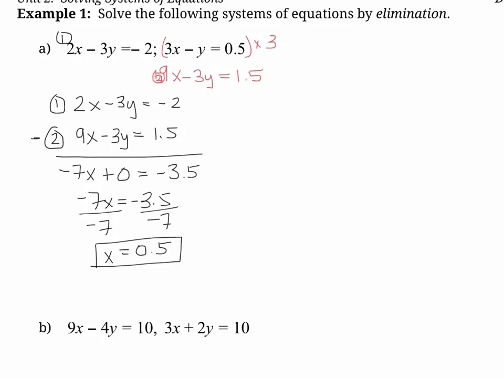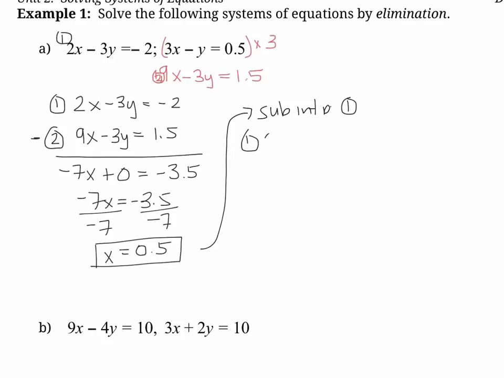Now let's find our y coordinate. We can find our y coordinate by plugging x into any of these equations. Same as substitution, all those questions that we did. So I can plug it into this guy, I can plug it into my equation 2 version 1 or my equation 2 version 2. It does not matter. This time let's just plug into equation 1.